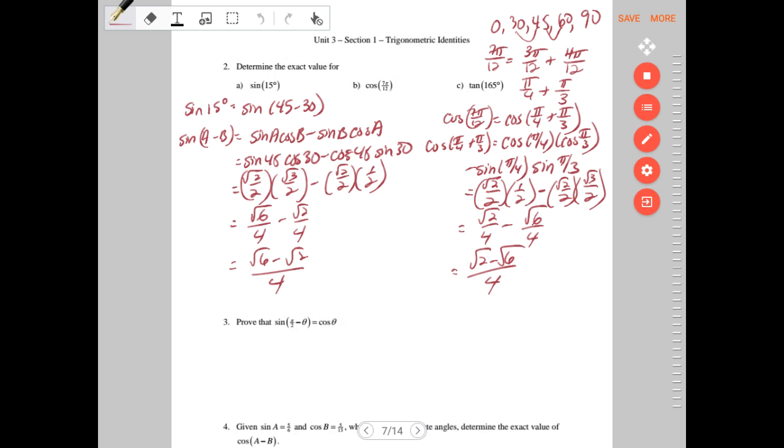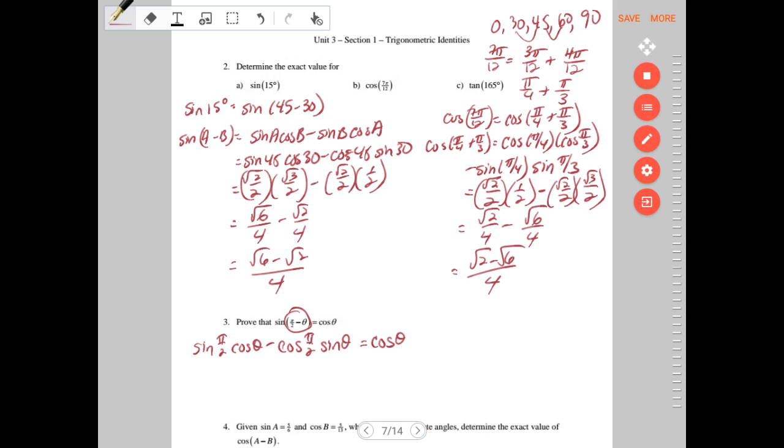All right, number 3, as if you weren't having enough fun. Sine of pi over 2 minus theta equals cos theta. We're going to prove that. Okay, so again, as soon as you see this going on, you know that that is a sum and difference identity. So sine of pi over 2 minus theta is equal to sine of pi over 2 cos of theta minus cos of pi over 2 sine of theta. And we're going to show that it equals cos theta.